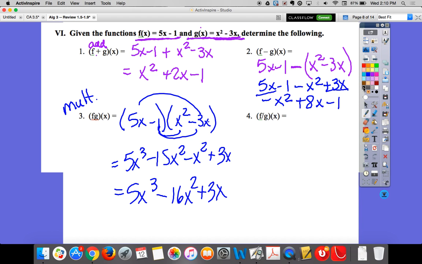Whenever you're doing the division one, just make sure that you know which one's on top, which one's on bottom. This says f is on top, so write it down as on top. Write the g down as on bottom. There is nothing you can do to reduce, because if you factored and reduced, it doesn't help you at all. So just leave it like that and you're good.